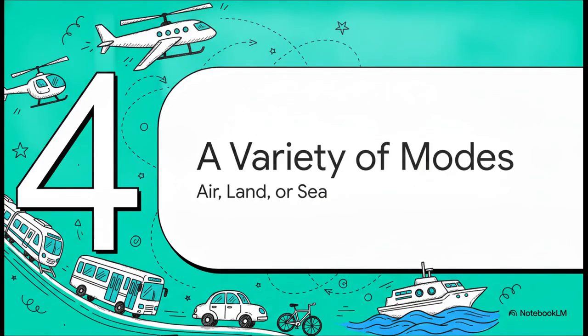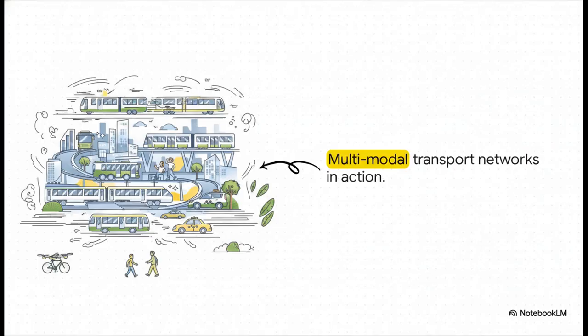And finally, Section 4, a variety of modes: air, land, or sea. Now, what's really interesting here is that with a dense web of routes upgraded by high-quality infrastructure, it's time to actually populate our city. Just imagine the vibrant, multimodal ecosystem all happening at once. You got elevated trains gliding on dedicated tracks. Those are our high-capacity routes.